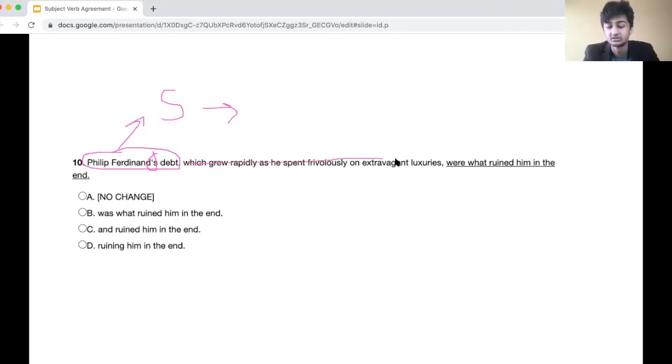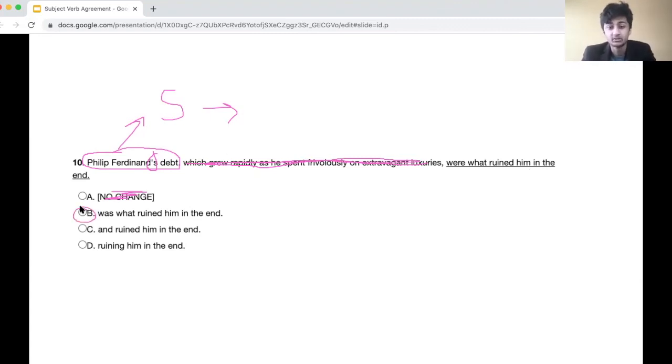Remember that this is a distraction phrase. We can eliminate it. So now we're looking for a singular verb. Let's look at the answer choices. Philip Ferdinand's debt were what ruined him in the end. No, because were, we mentioned, is a plural verb. It wouldn't match up. A is wrong. Was what ruined him in the end. Letter choice B. That makes sense. That looks the most promising because it's a singular noun associated with a singular verb.